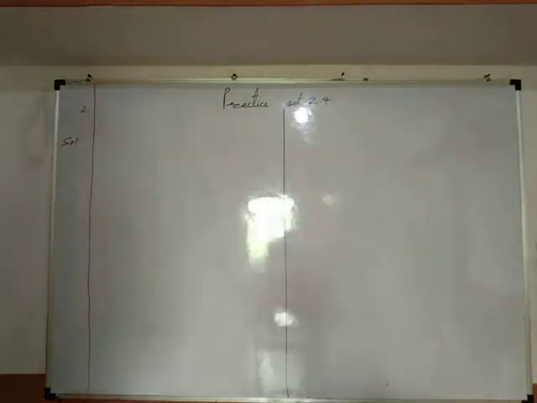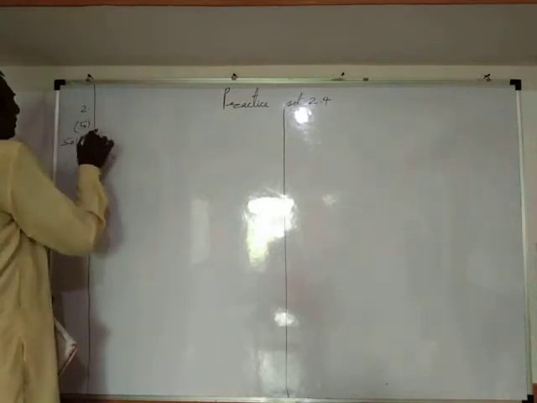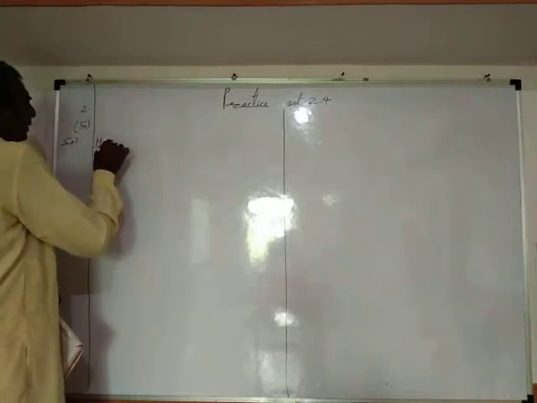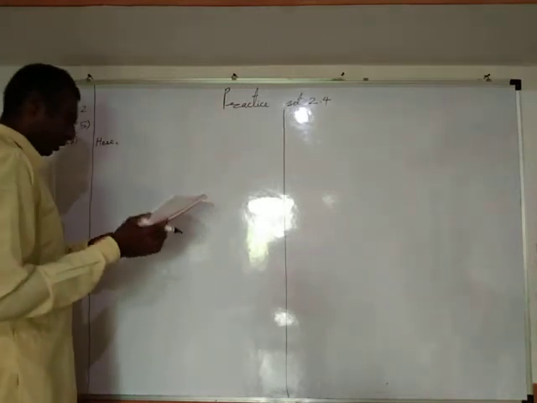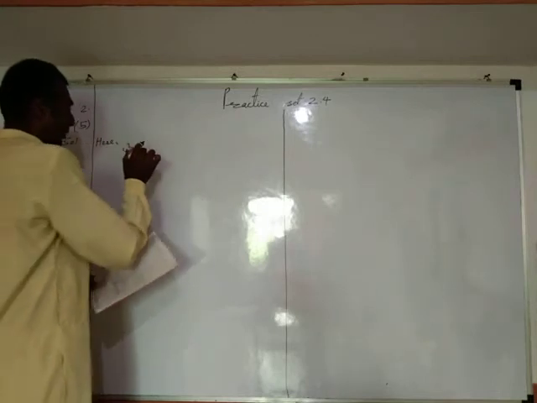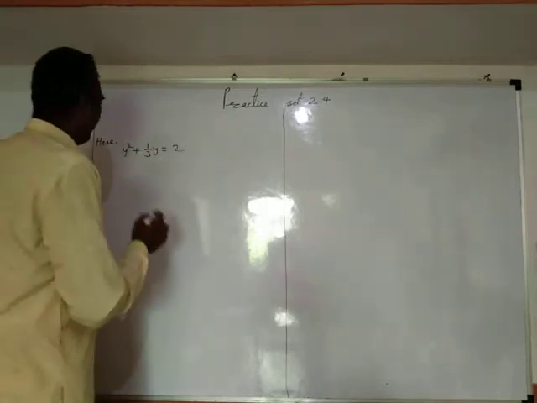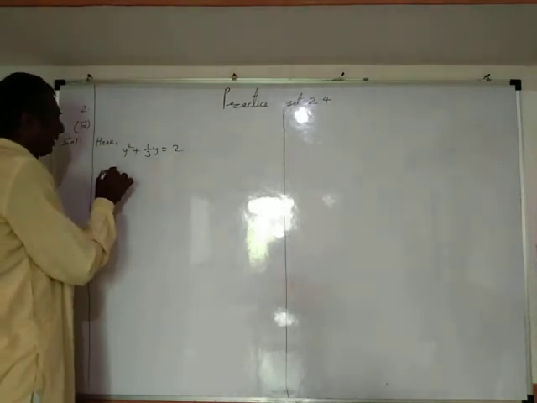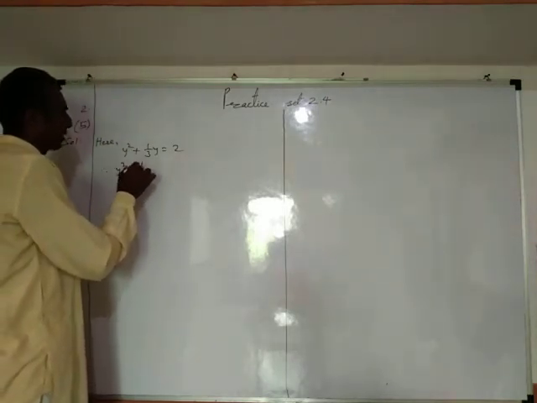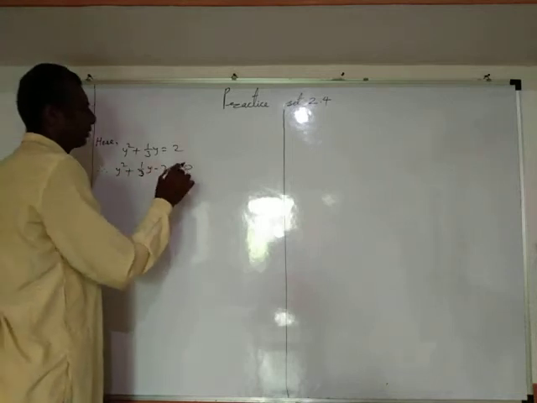Sub question 5th. Solution. Here y square plus 1 by 3y equal to 2. Therefore, it can be written as y square plus 1 by 3y minus 2 equal to 0.